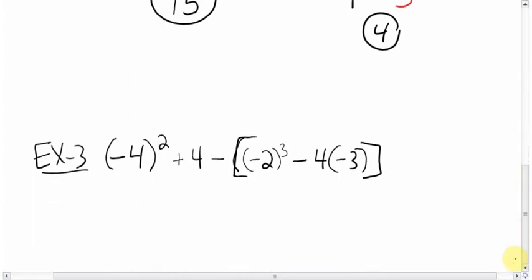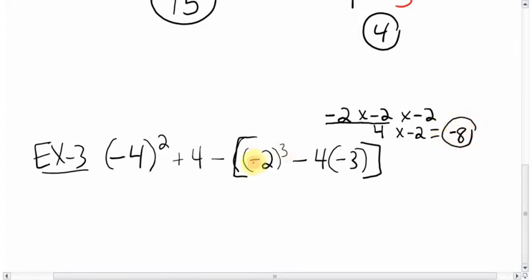Okay, next up, a question like this, a little uglier. We have exponents and brackets all over the place. So we have brackets, and inside the brackets we've got an exponent and a subtraction and a multiplying. We do the exponents first. 2 to the power negative 3. In this case, what that means is it's negative 2 times negative 2 times negative 2. Negative 2 times negative 2 is 4 times negative 2 is negative 8.